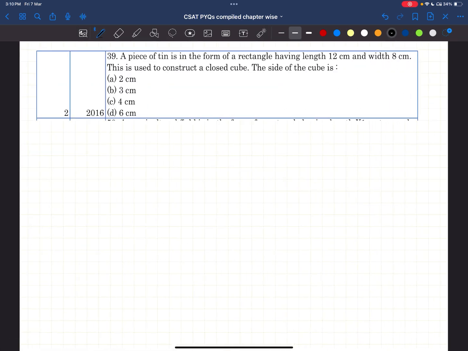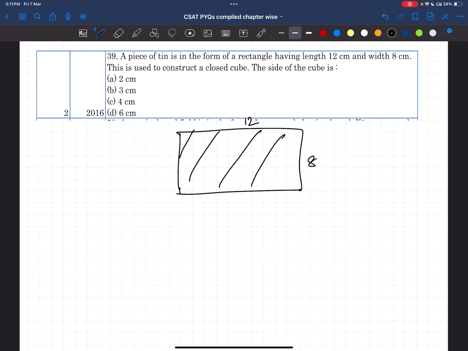A piece of tin is in the form of a rectangle having length and width 12 and 8. This is used to construct a closed cube. That means this is the entire area, and we are constructing a cube, so this area becomes the surface area of the cube. Now what is the area of a rectangle? L into B. What is the surface area of a cube?